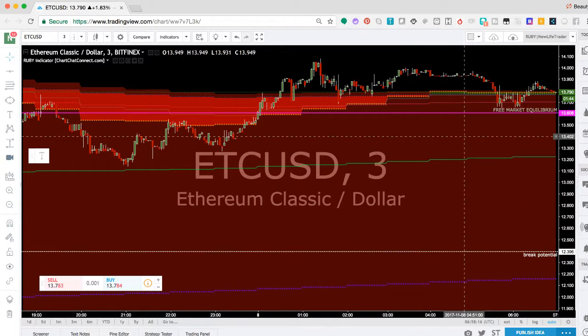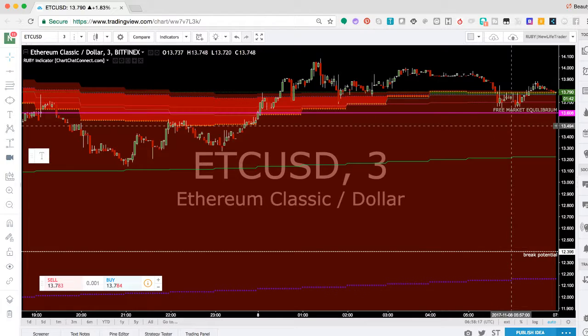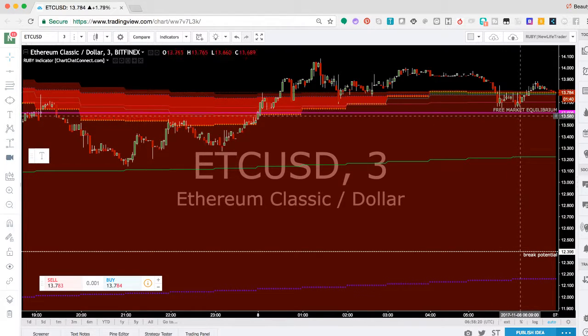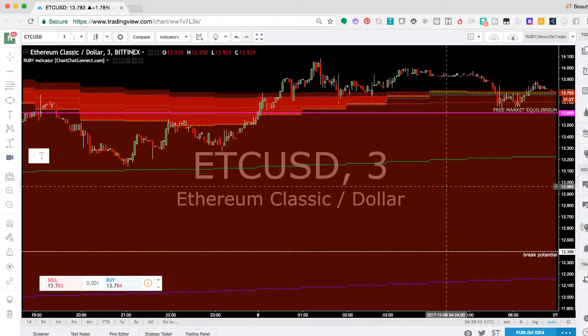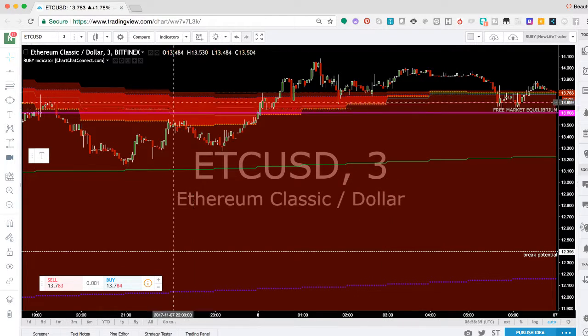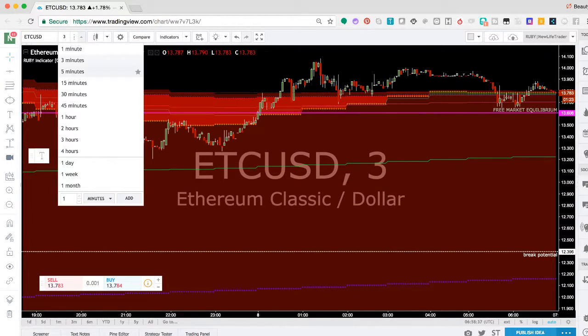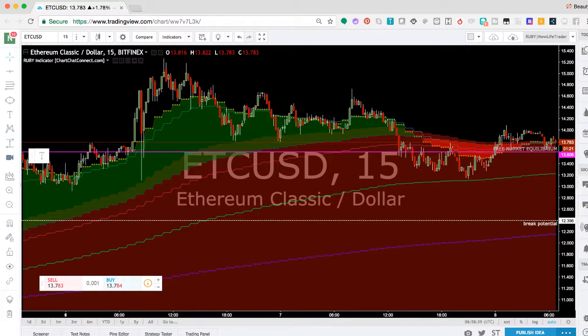Looks like free equilibrium line was protected, the $13 line, 13.6 line. We're getting that very small little hint of the RubyCross long now with free market holding that. Incredible, brilliant, brilliant move on behalf of ETC USD. I'll push the chart out just a little bit here so you guys can see.